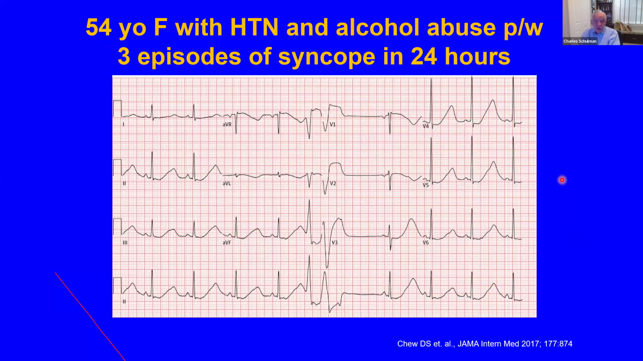Okay, now here is a 54-year-old woman who has hypertension and who has been abusing alcohol who presented to the emergency room with 3 episodes of syncope in the past 24 hours. Here's her ECG. It's got sinus rhythm. This is a ventricular couplet. What else do you notice about this? And that might help us to diagnose the cause of her syncope. What do you notice?